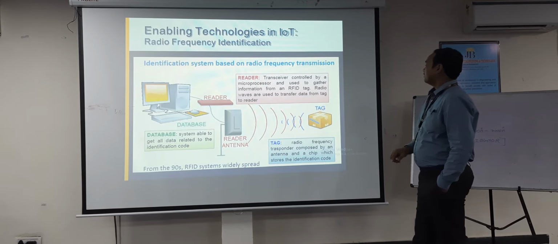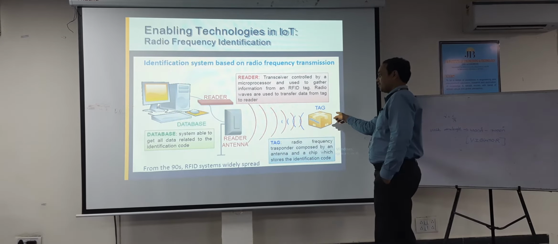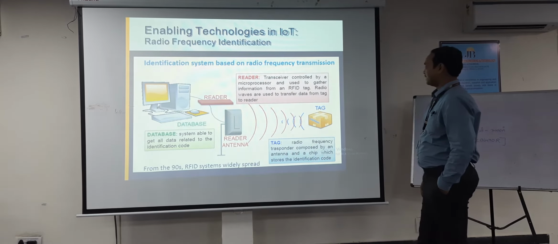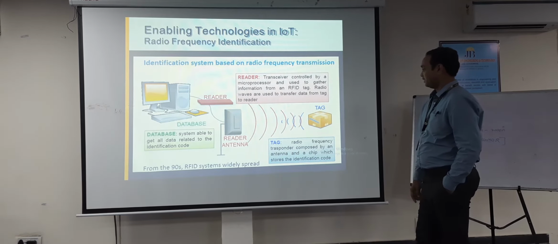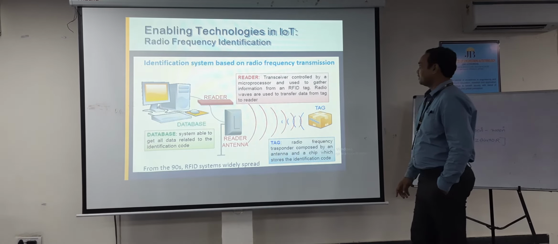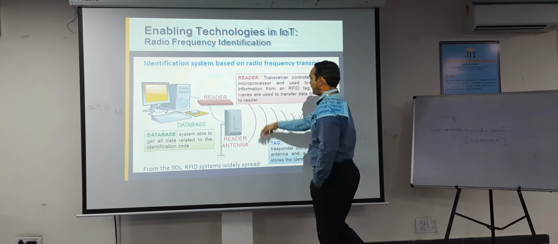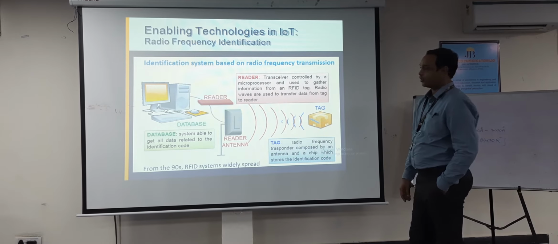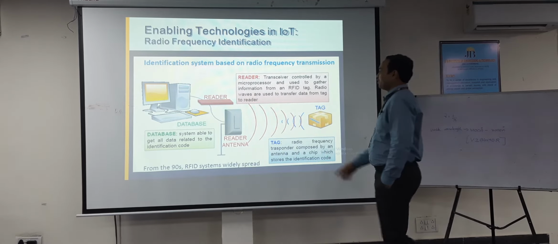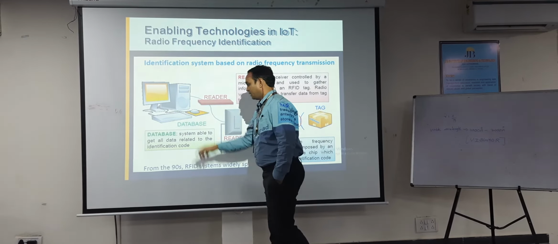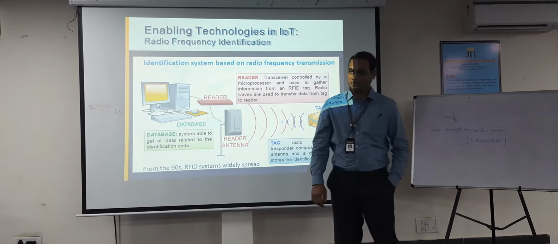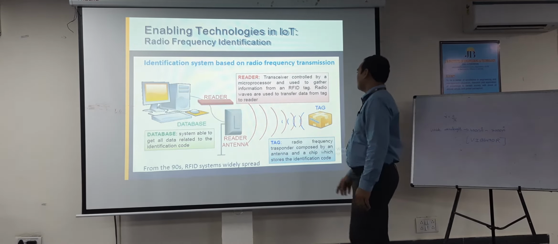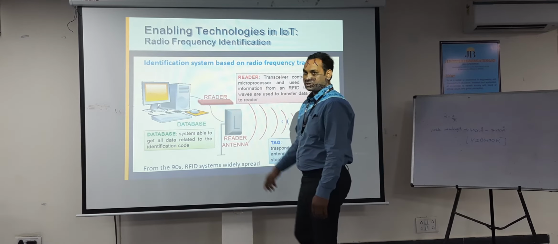Clear? If you see here, there is a tag. This is called a tag, as we have seen in the previous slide. Here for the tag, there is a radio frequency transponder composed of an antenna and a chip which stores the identification code. So here there is a reader which acts as a transceiver with a microprocessor and is used to gather information from an RFID tag. From here, it is going to be sent to the database where it is going to store the information. In this way, the data is transmitted from one place to another place with the help of a tag to a database server. Clear?